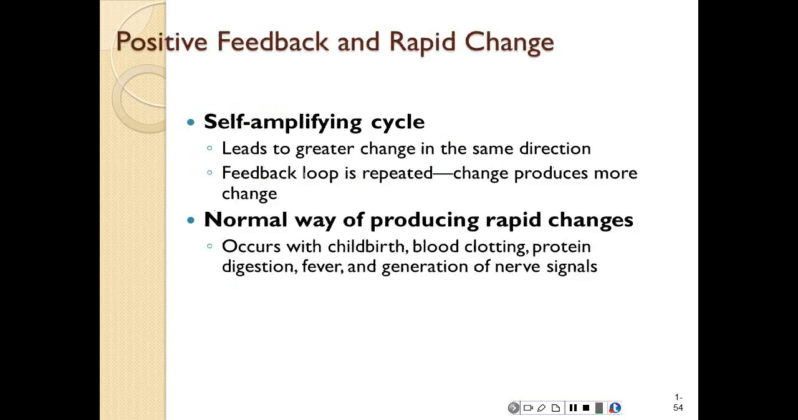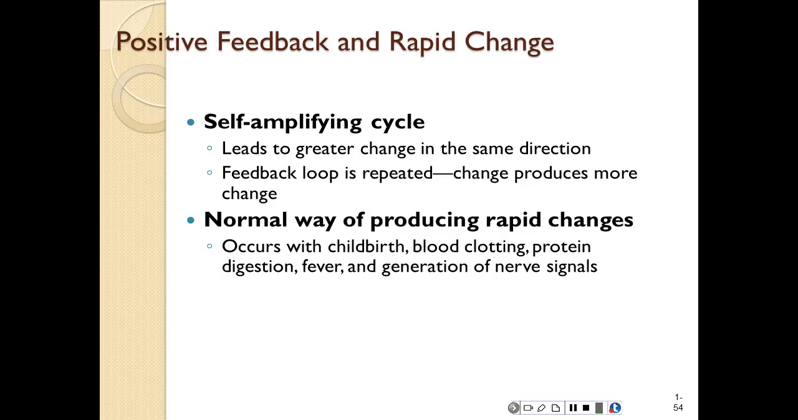All right, so let me talk about positive feedback. It's a self-amplifying type of cycle. And positive feedback is a physiological change that leads to an even greater change in the same direction. So that's the difference between positive and negative. The negative deals with the opposing response. The positive feedback deals with having a greater change in the same direction.